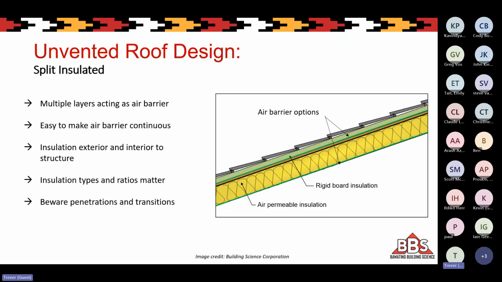And again, in any system, we have to watch and detail our penetrations and transitions really well. But this can be a really safe alternative for an unvented roof. That's sort of a hybrid between the not recommended one that had only insulation between the rafters and the one that has all insulation on the outside. We can do a split insulated approach, and it can still be really safe with the right insulation ratios.